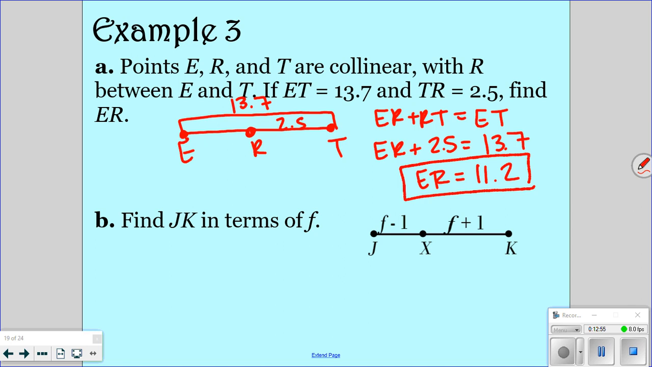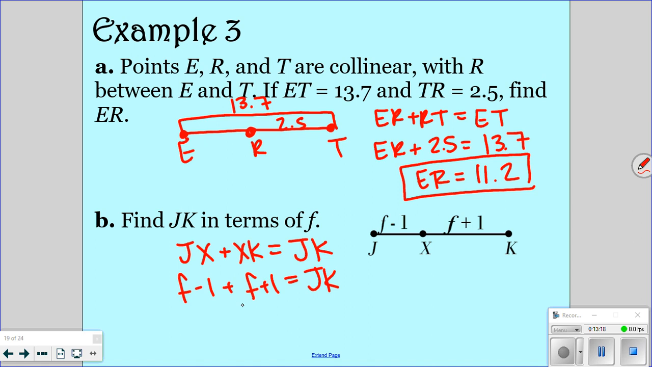For part B, we're going to do the same concept. So we have segment JX plus segment XK, and together they make up segment JK. Segment JX was F minus 1, segment XK was F plus 1, and together they make up JK. So if you add these together, we are going to have 2F, and then the -1 and the +1 cancel out, and so that equals JK. So that would be your answer for that one.